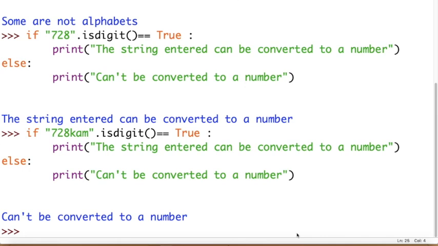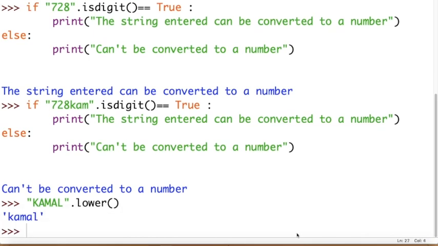Now let us go to the next function in the series, that is the lower function. So we have an uppercase string like KAML in all caps dot lower. And what is the function of lower? It converts the whole string into lowercase. As you can see, the output is evident here that it is converted to a lowercase string. Now let us go to the next function in the series, that is isLower.